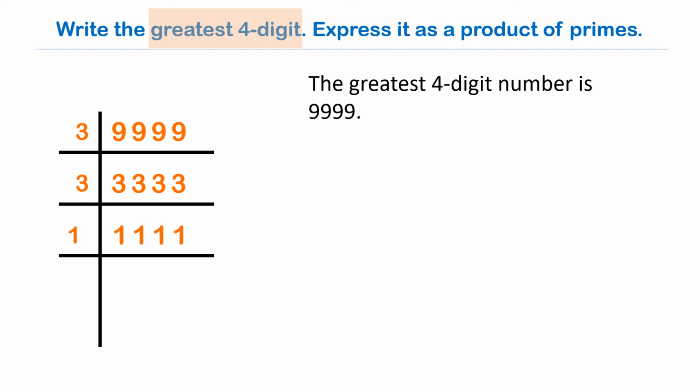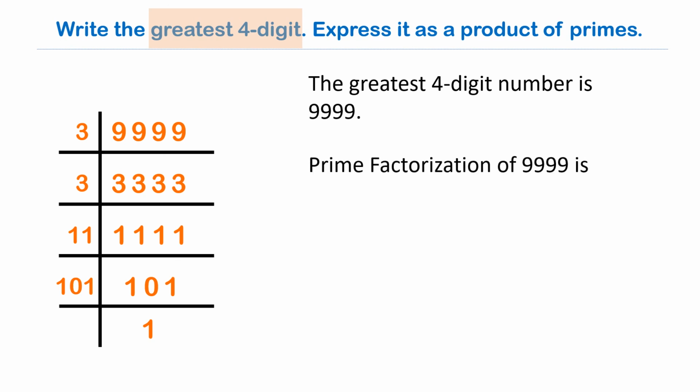So write 11 to the left of 1111 and divide. We get 101, and 101 is a prime number. So it has only two factors, 1 and 101. So write 101 to the left of 101 and divide. We get 1. If we get 1, it means our prime factorization is done. So the prime factorization of 9999 is 3 multiplied by 3 multiplied by 11 multiplied by 101.